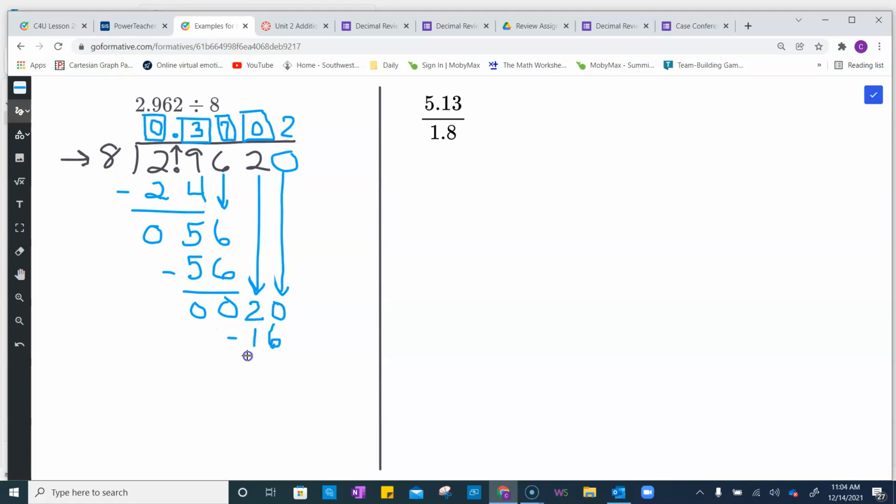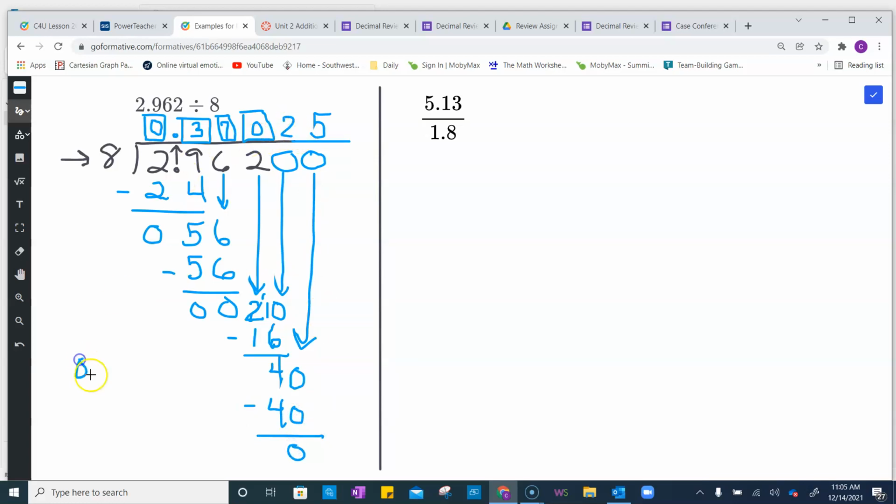And I subtract. Darn, I have another remainder. I got to keep going. I have a remainder of 4. 20 take away 16 is 4. So I'm going to extend my little long division. I'm going to put another 0 on the end, and I'm going to bring it down. How many times does 8 go into 40? Oh, thank goodness. It goes in 5 times exactly. 8 times 5 is 40. And I am done. My number ends.